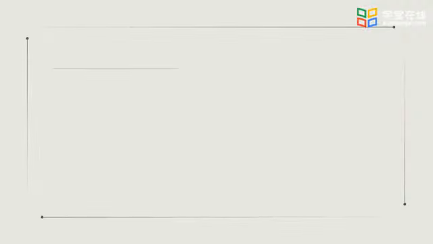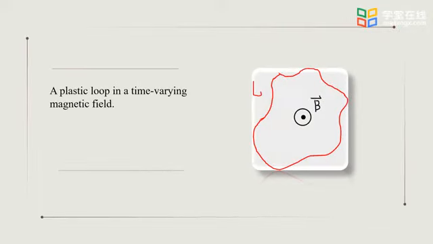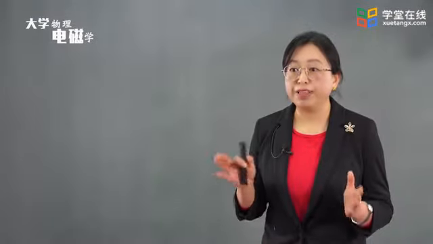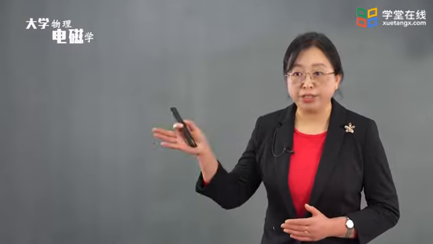Now, we replace the conducting loop by a plastic loop. All other conditions keep the same. What happens? No current, but the EMF is induced because of the changing magnetic flux through the area of the loop. Based on the definition of the EMF, we have this expression.